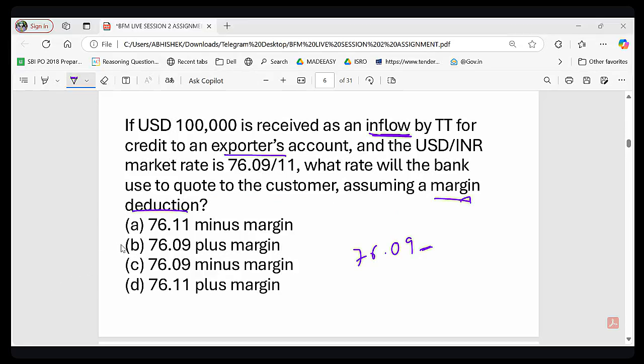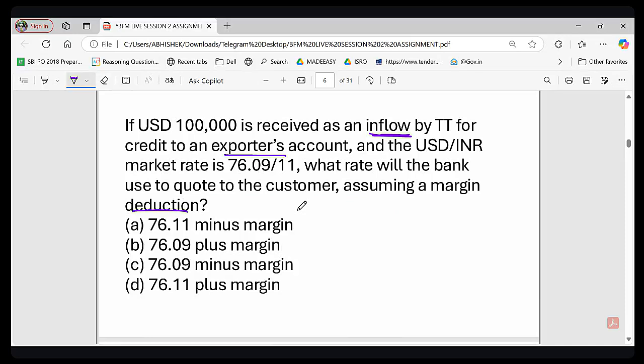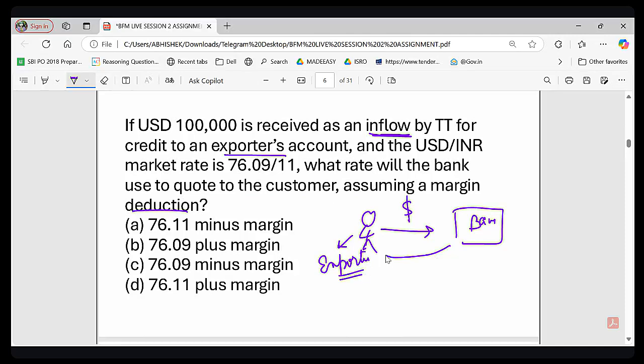So let's recap why this is the correct answer. The bank is purchasing US dollar from the customer, right? Let's recap the important point which we have just seen in this particular question. Whatever learning is very important. In this question, this is the customer and this is the bank. This bank is purchasing dollar from the customer, and this customer is an exporter, right? To credit INR to this account, and this bank will credit INR to its account, right?